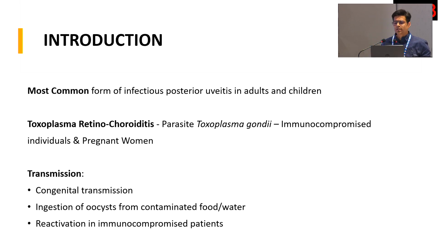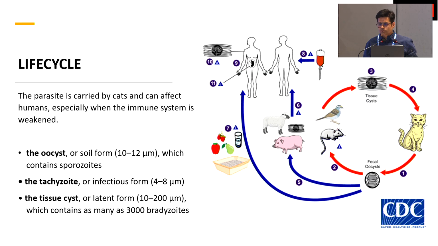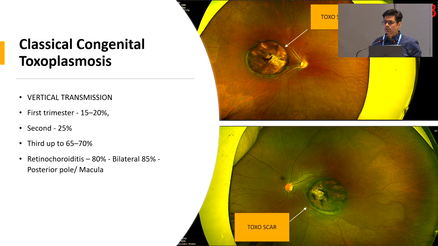The transmission can be either vertical, which we call congenital transmission, or through ingestion of cysts from contaminated food or water. It can also occur as a reactivation. In the life cycle, cats are the definitive host and humans are the intermediate host. Humans can be infected by all these forms and cysts.